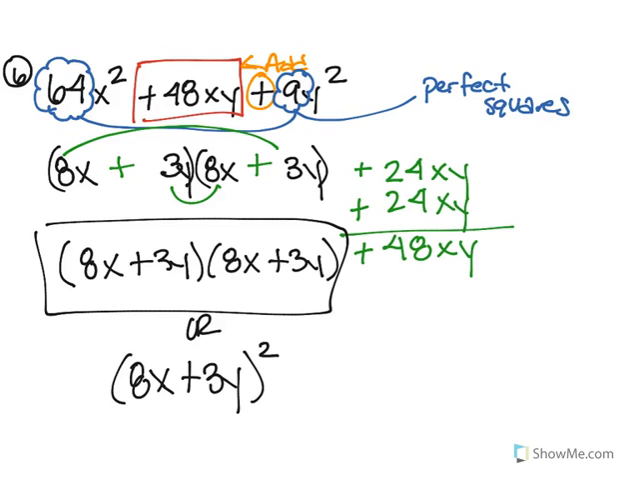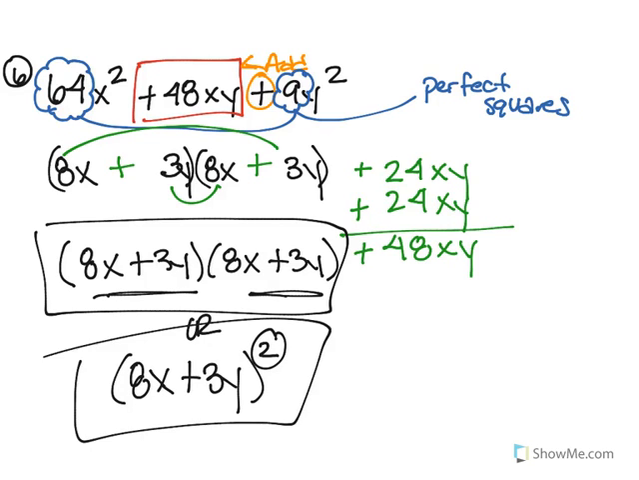Now you use that square because you have the same parenthesis, the exact same. Both of them got the same sign. That's the only way you can write it squared, not if they got different signs. They got to have the same sign. So either one of these would be correct.